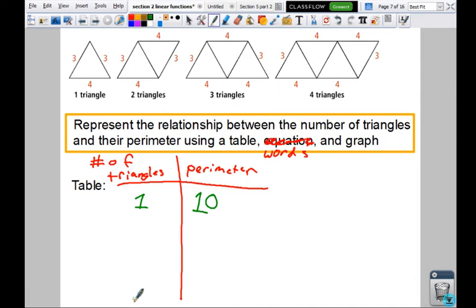Next, we're going to go through and see when we have 2 triangles, we're going to count up the perimeter. And then when we do 3 triangles, we're going to count up the perimeter. And then the last one is when we have 4 triangles, we're going to count the perimeter. I want you guys, on your own, fill in the rest of this table. So count up your perimeters, and then fill in the rest of the table. Then we'll describe it with words, and then we will graph it, and then we'll call it good.